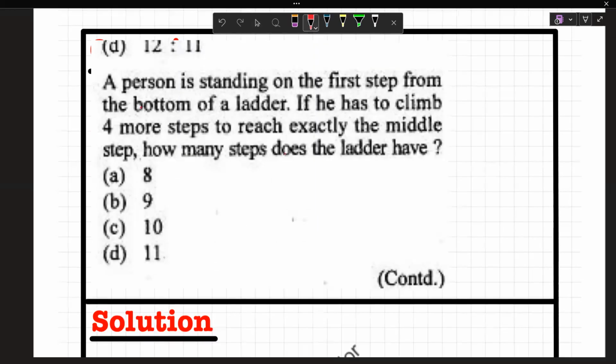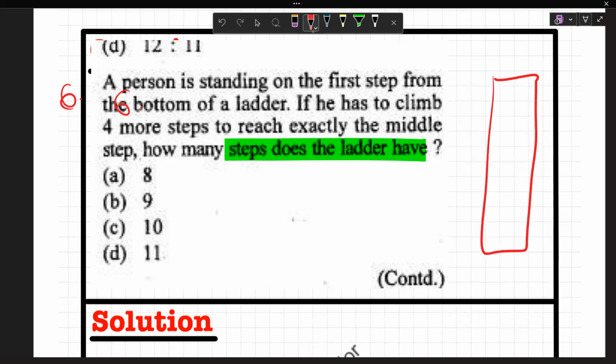Now coming to question number 6. Let us read the question first. The question is, how many steps does the ladder have? So that means I need to count the number of steps. A person is standing on the first step from the bottom of the ladder. This is the bottom of the ladder. The person is standing on the first step. This is the first step. This is the 0th step. This is the ground. Got it? The person is on the first step.